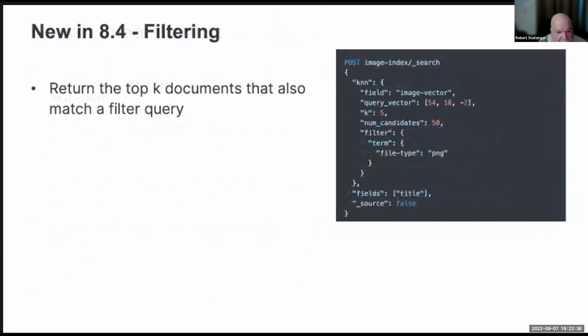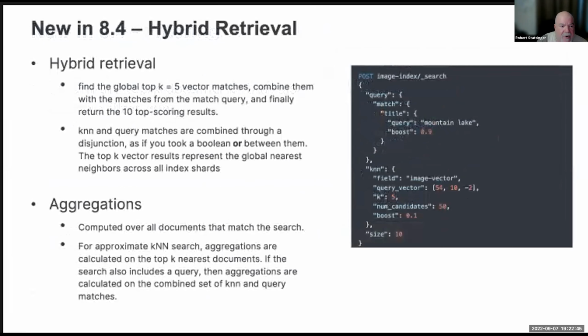So in 8.4, brand new, you can filter in these queries as well. You can return the top k documents that also match a filter request. You can do hybrid retrieval. This is really cool. So you can find the top k equal 5 vector matches and combine them with the matches from a match query, and finally return the top scoring results, some number. And they're combined as if you did a Boolean OR between them. The top k vector results represent the global nearest neighbors across all index shards.